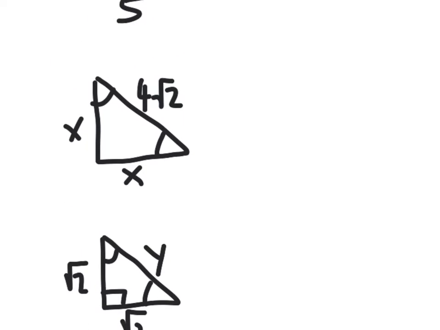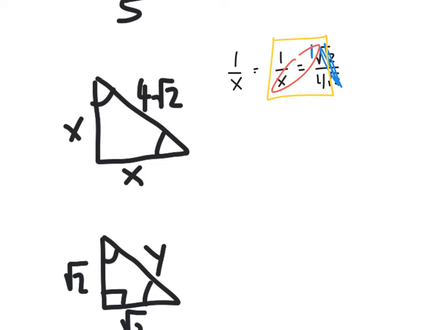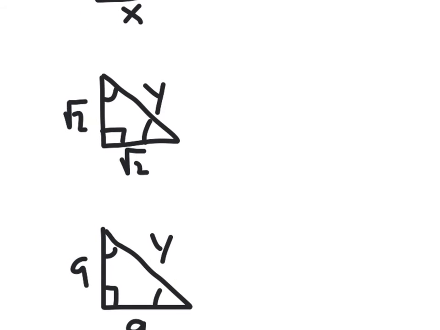Let's look at the next one. 1, 1, square root of 2. So this is x, x, 4 square root of 2. Always, always, always reduce down your fractions first. And so now if I solve that proportion, cross multiply, x times 1 equals 1 times 4, and so x equals 4.